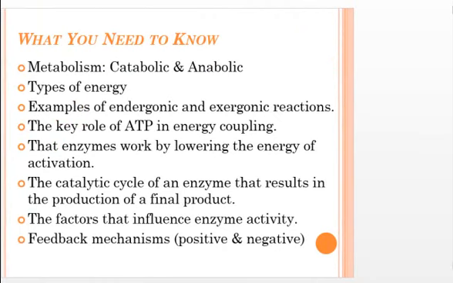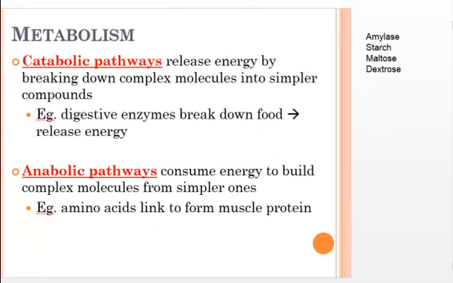In your need-to-knows, you're going to see that you need to really understand the differences between catabolic and anabolic reactions. Catabolic pathways, also known as catabolism, release energy, and they release energy by breaking down complex molecules into simpler compounds. One of my previous AP biology students once said that their favorite memory trick for remembering that catabolism has to do with breaking things down is that if a cat goes through a window, the window is going to get broken. So if that helps you to remember things, fantastic.